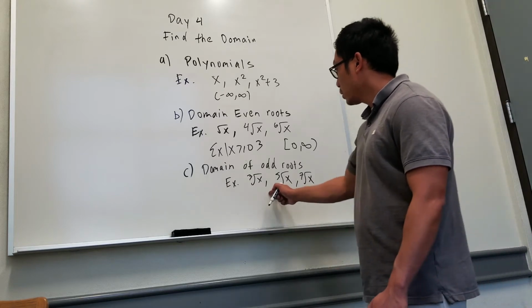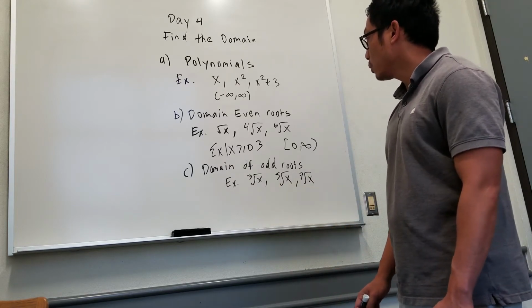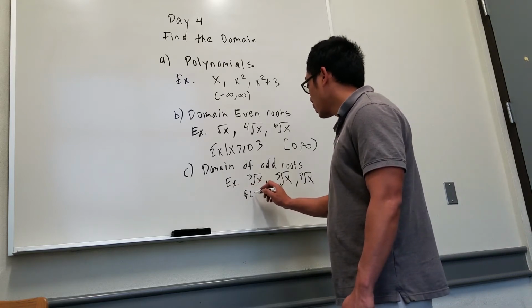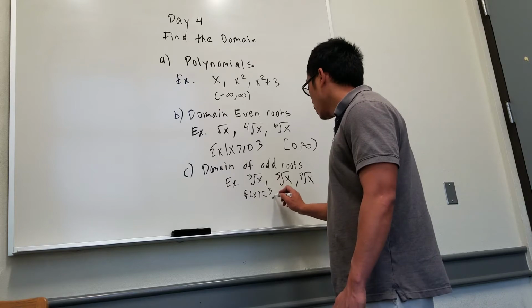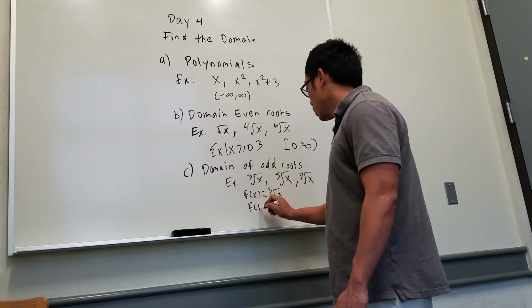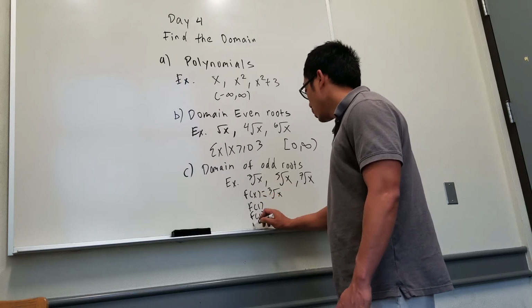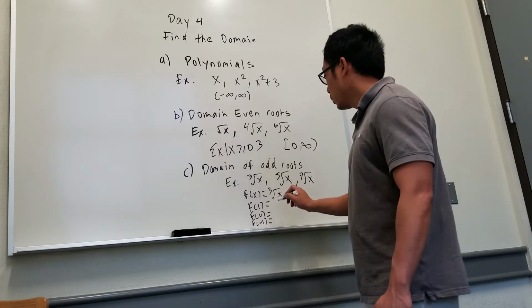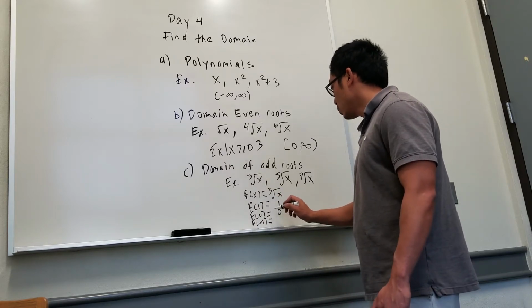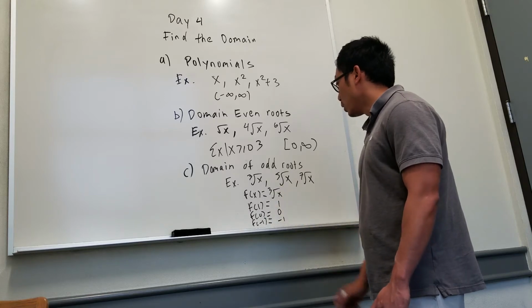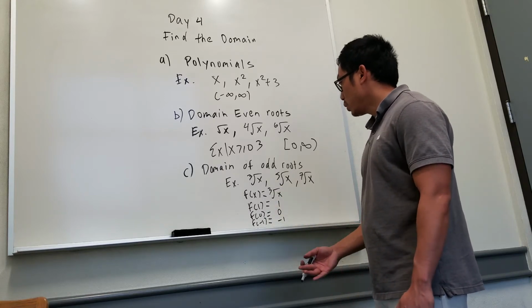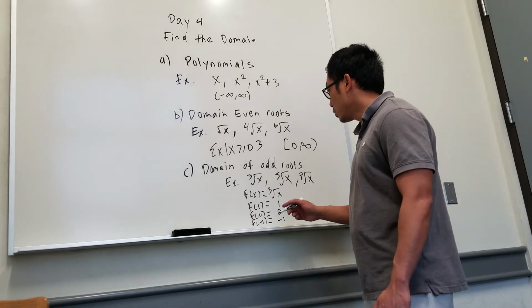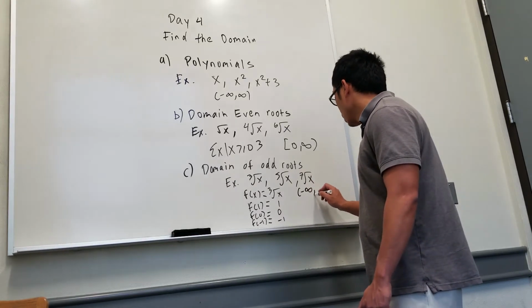So the domain of this, what do you guys think? If I didn't tell you what the domain is, can I plug in any number? f of x is equal to cube root of x. Can I plug in 1? How about 0, negative 1? If I plug in 1, I get 1. I plug in 0, I get 0. Plug in negative 1, I get negative 1. So I tried negative numbers, I tried 0, I tried 1, and I still get a number. So the domain of this is all real numbers.